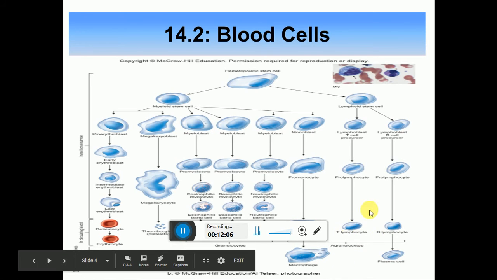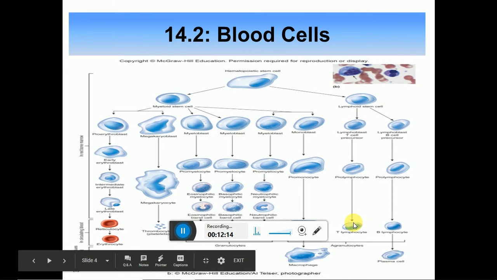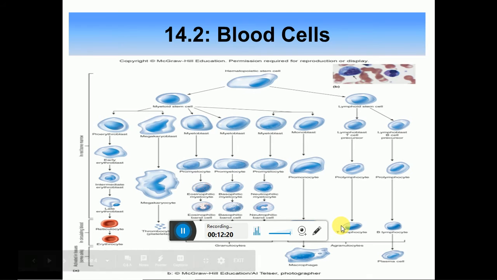Going to our lymphocytes, which, again, both of them originate from the lymphoid stem cells. We've got the T lymphocytes, and then we also have B lymphocytes. T lymphocytes are responsible for what is known as cellular immunity, meaning that these T lymphocytes are more aggressive and they attack foreign bodies and germs directly.